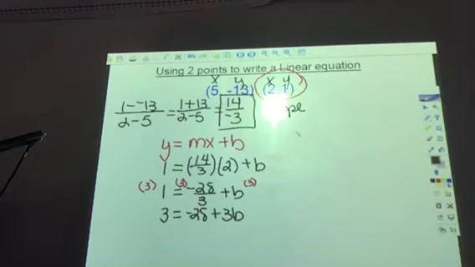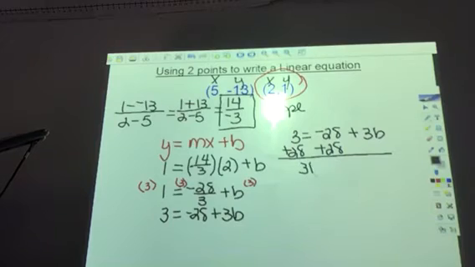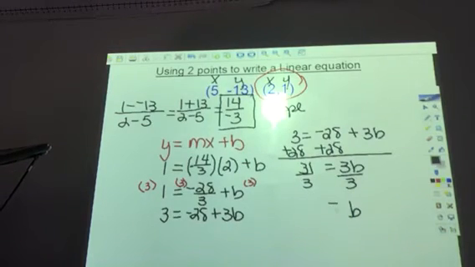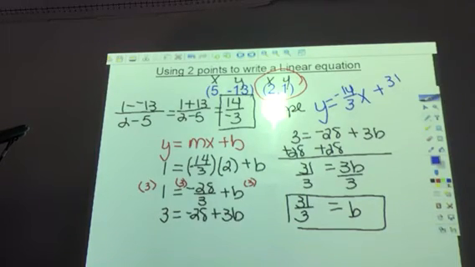Okay, I'm going to move this over here again so that I can have room, and I have to solve for b. Therefore, add 28 to both sides. This is 31 is equal to 3 times b. Divide both sides by 3. B is 31 over 3. This is my y-intercept. And the equation of my line in slope-intercept form is y equals negative 14 thirds x plus 31 over 3.